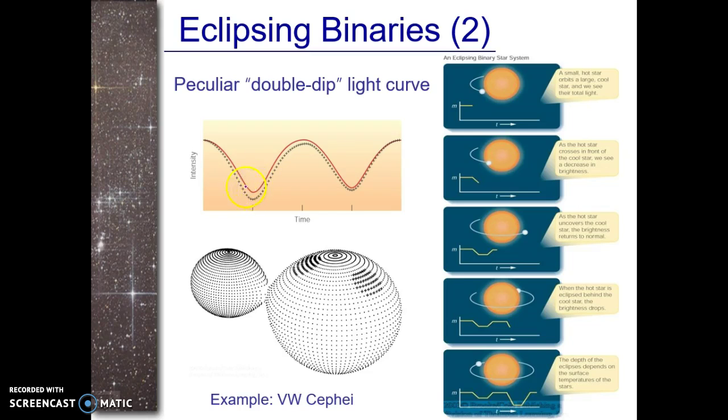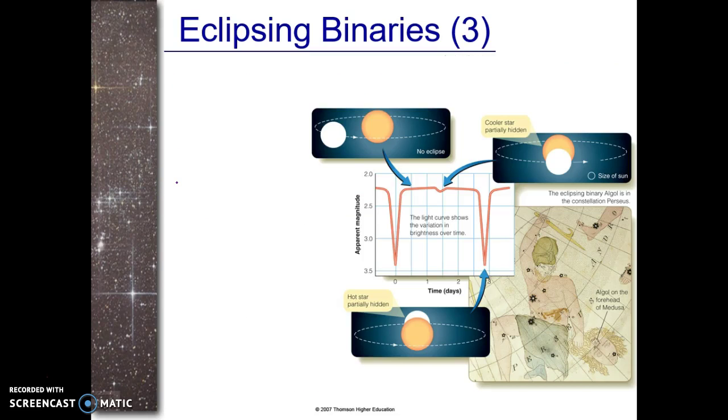This would be when the smaller one is in front, and then here they dip again when the bigger one is in front. Actually, no, it's the other way around. This would be the bigger one in front, and this would be the smaller one in front. But they'll know because there is that dip in what we call the light curve. The light curve is when you have intensity versus time and you graph it.